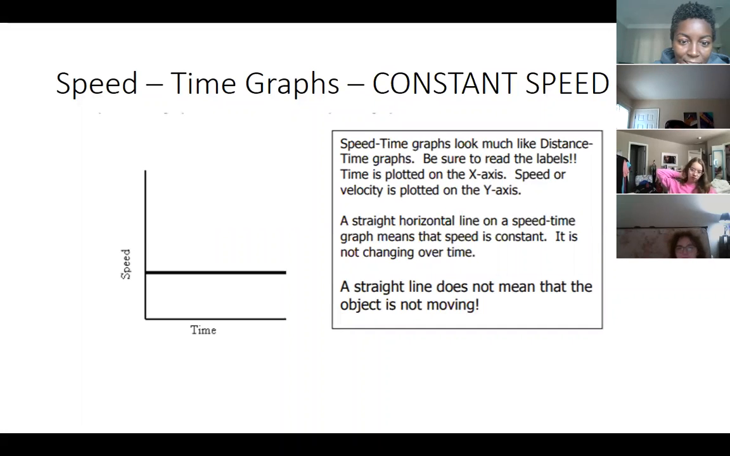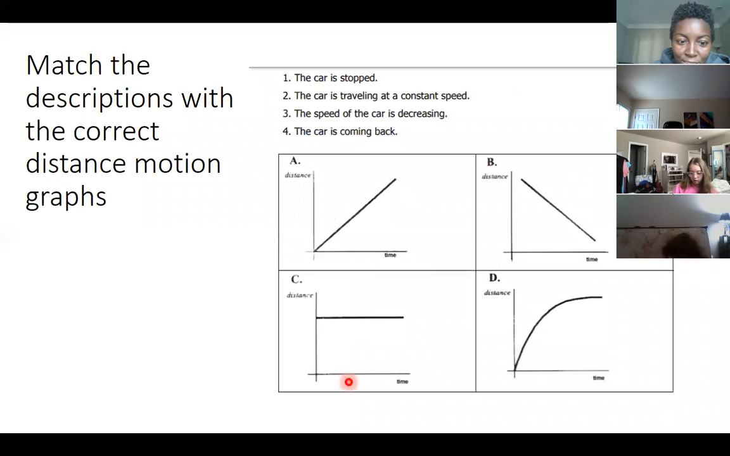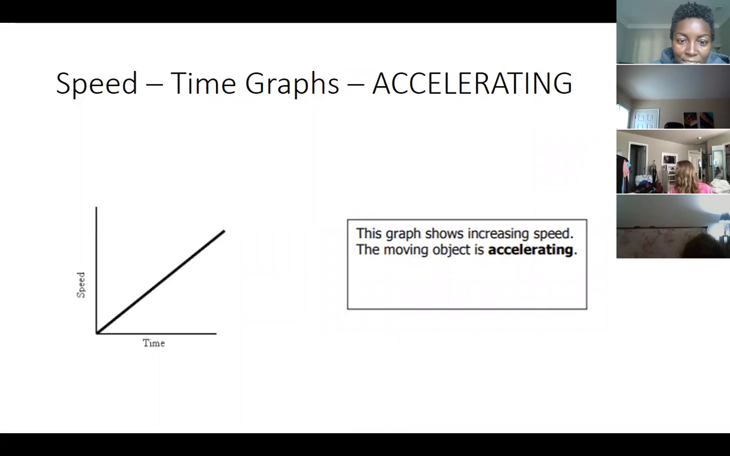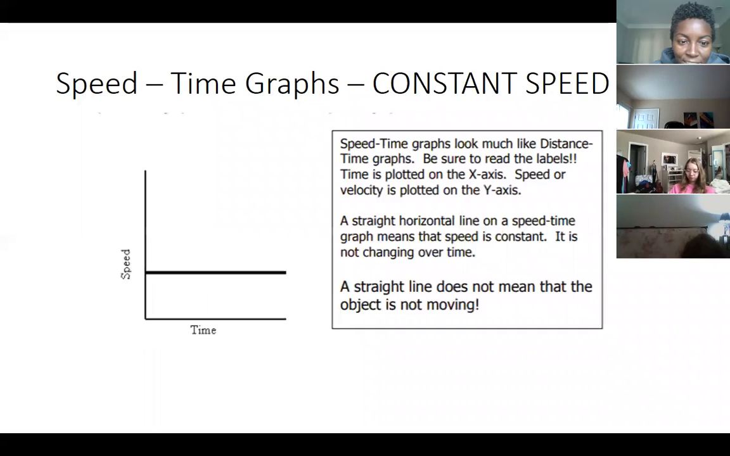All right, this one means the straight line means that the object was not moving. So yes, very nice. The car is stopped. 1 and C went together. Very good, very good. Let me see if the rest of these tell me. All right. This one, the graph shows increasing speed. The object was accelerating. Very good.